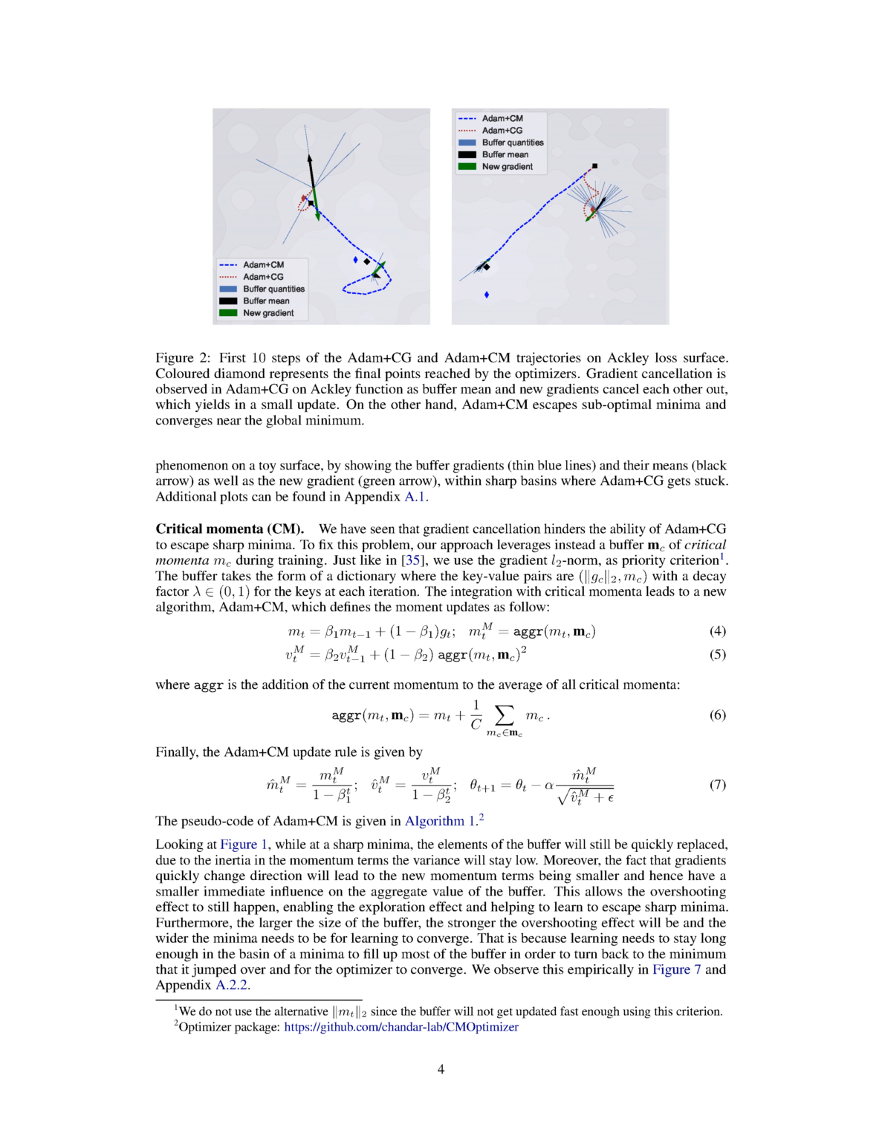Section summary. To address the issue of gradient cancellation hindering the ability of Adam plus CG to escape sharp minima, the authors propose a new approach called Adam plus CM. This approach leverages a buffer of critical momenta during training, which is updated using the gradient L2 norm as the priority criterion. By integrating critical momenta, the new algorithm allows for the overshooting effect to still happen, enabling exploration and helping to escape sharp minima. The size of the buffer affects the strength of the overshooting effect and the convergence of the optimizer.